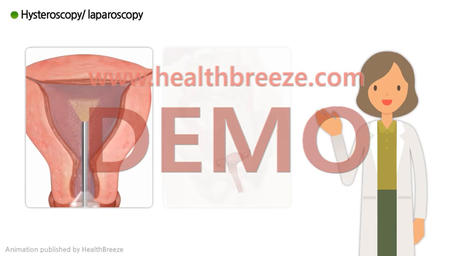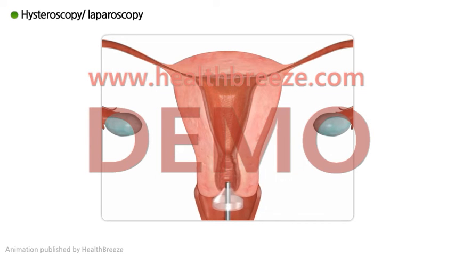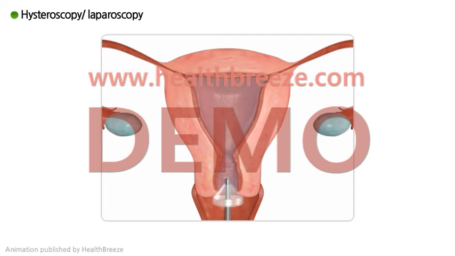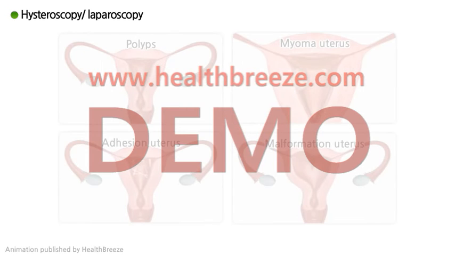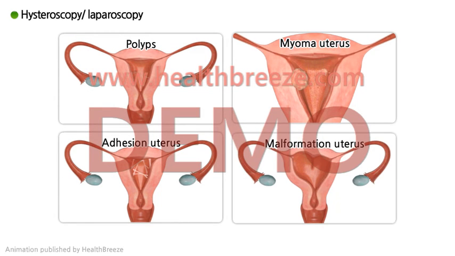Hysteroscopy, laparoscopy. These tests are run if there is a suspicion or necessity. It checks for abnormality and surgically treats it at the same time. Hysteroscopy is done by filling the inside of the uterus with saline solution and inserting an endoscope to check for abnormality and correct by performing surgery on polyps, myoma, adhesion in the uterus, or deformity that may be the cause of infertility.